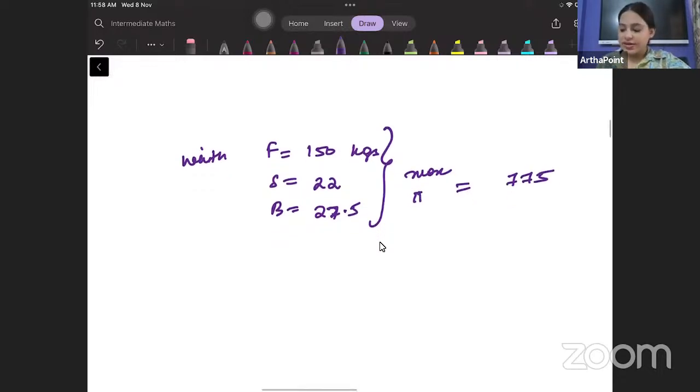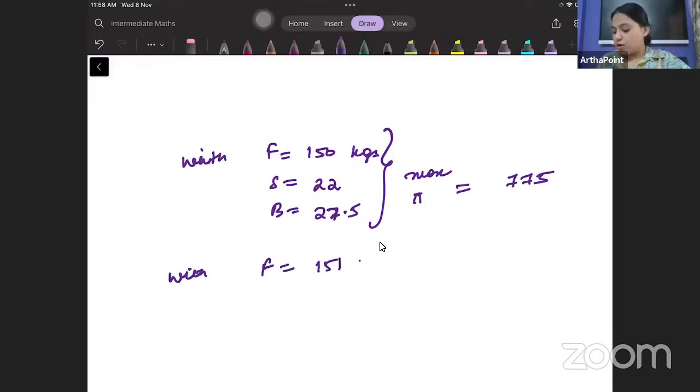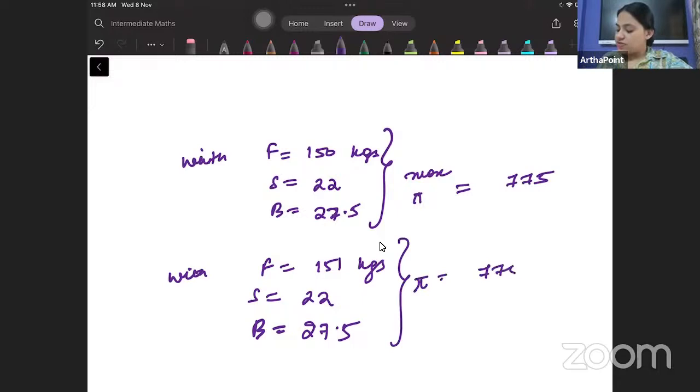Now beta, what I did is I increased flour by 1 unit. मैंने flour को एक unit से बढ़ा दिया है. So with flour as 151 kgs, sugar as 22 and butter as 27.5. बाकी चीजों को intact रखा है. Nothing else is changing. My new profit is 775 plus 10 by 3.